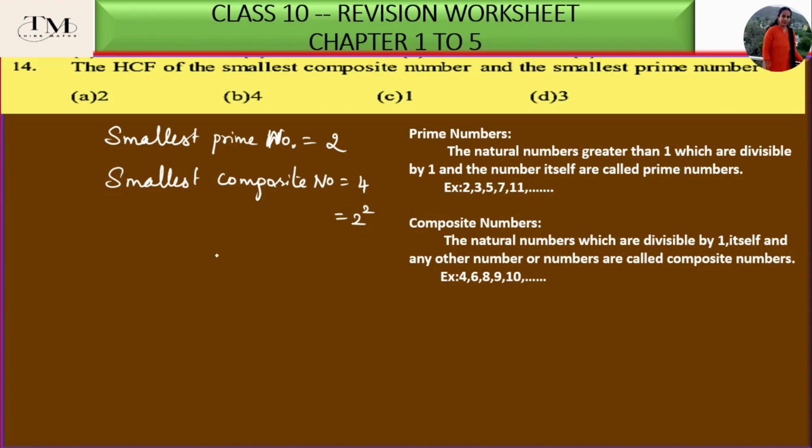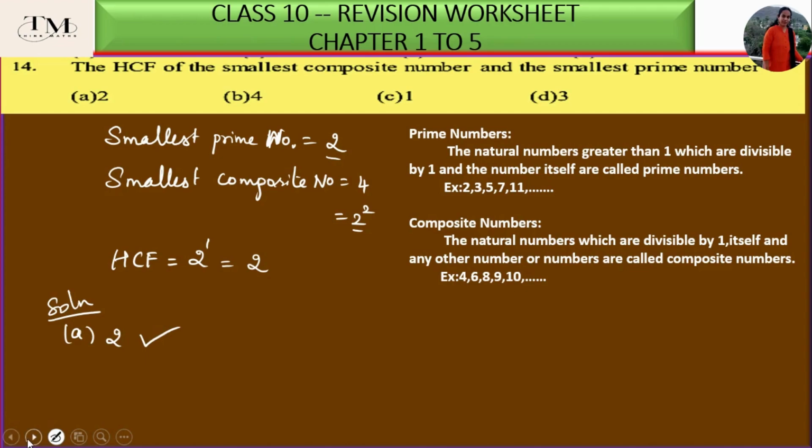Now what are they asking? They are asking for HCF. HCF is nothing but the product of the smallest power of the common prime factor. So which is the common prime factor here? 2. Smallest power is 1. So HCF is 2. So what is the solution? The solution is A. 2 is the right answer.